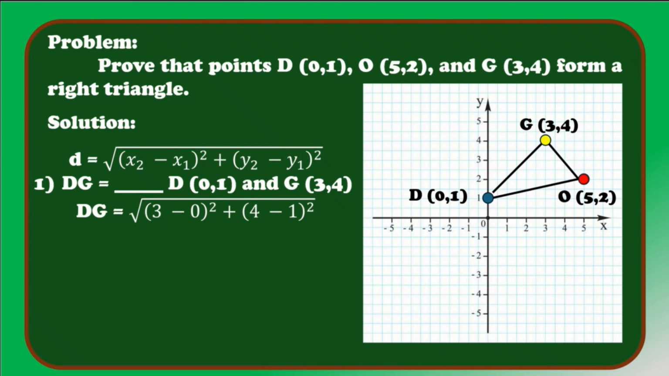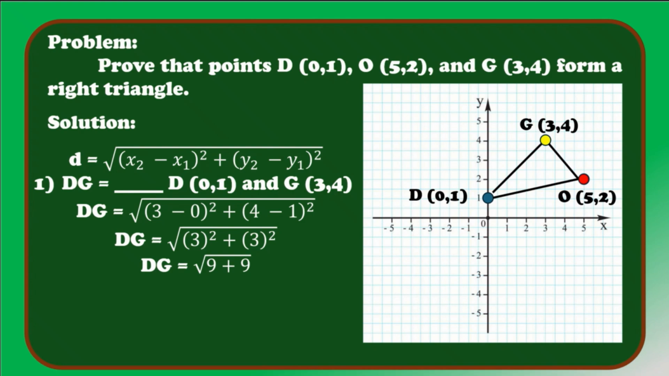Okay? Let's simplify it further by getting the difference between the numbers or the given data. So it goes like this. DG will become the square root of 3, which comes from the difference between 3 and 0, plus 3, which comes from 4 minus 1, and then let's put squared on both differences. So we're going to have DG equals the square root of the quantity 3 squared plus 3 squared. Simplify it further by getting their squares, so DG will become equal to the square root of 9 plus 9.